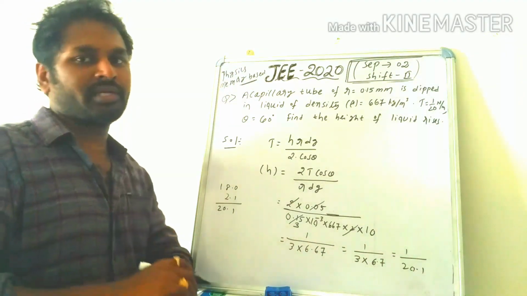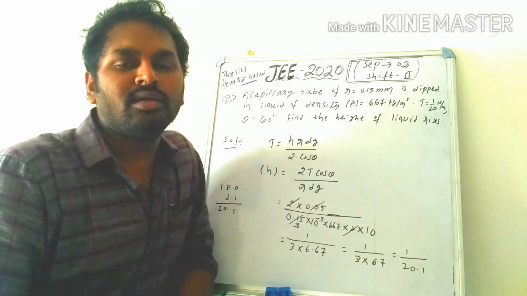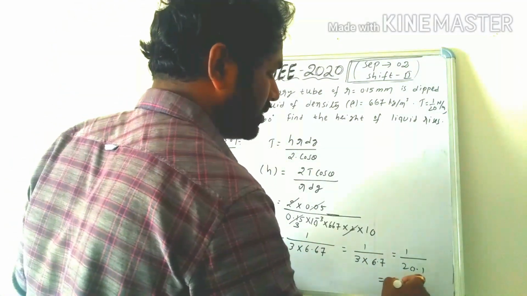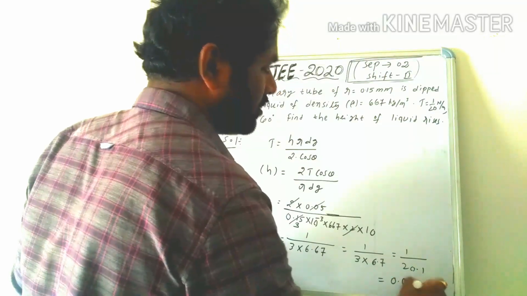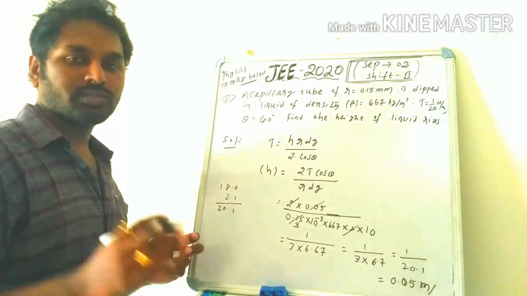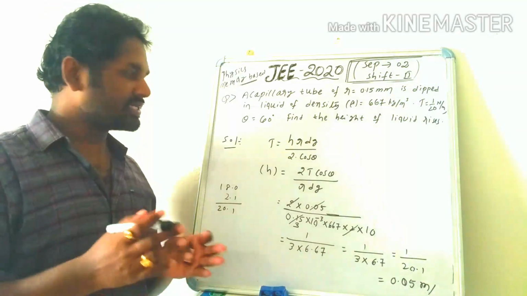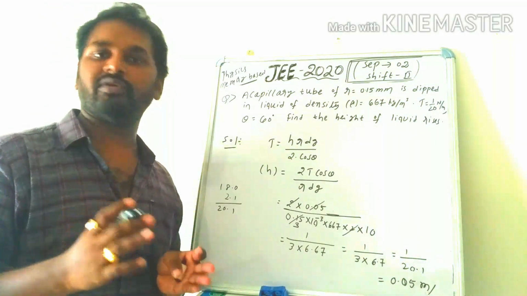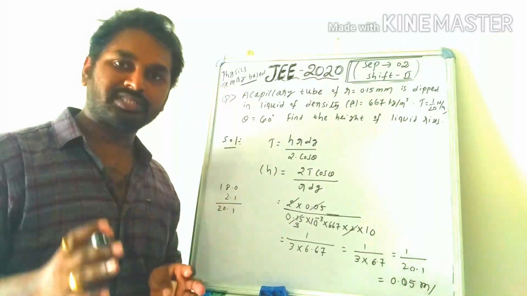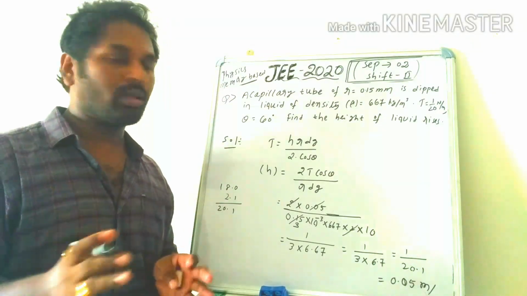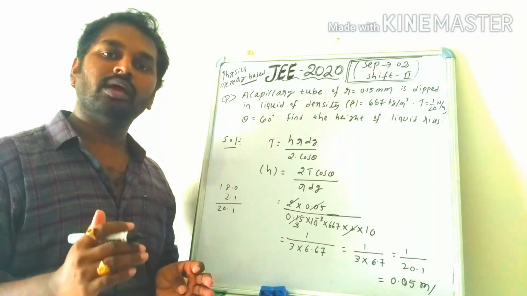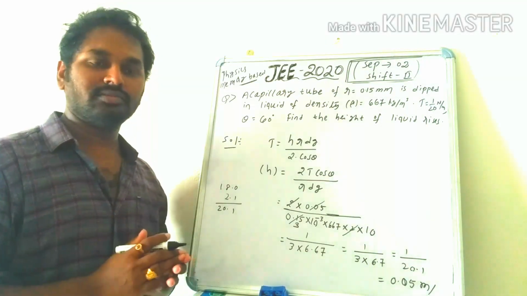So what is 1 by 20? Nearly it comes as again 0.05. So the answer comes as 0.05 meters. So how simple the question is. These kinds of questions you are getting in the mains exam also. So don't be afraid of the exam. Whatever you have studied, only from that all the questions are made. Some are easy, some are moderate, and some are difficult.